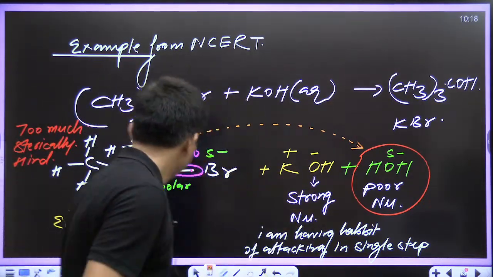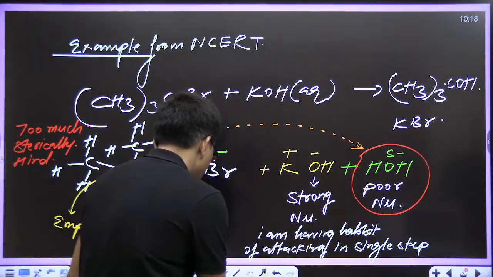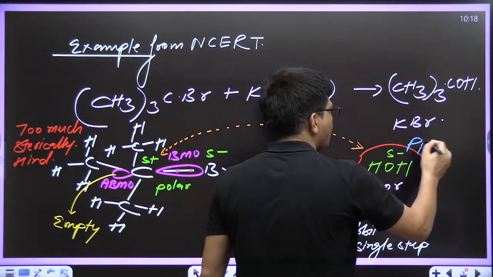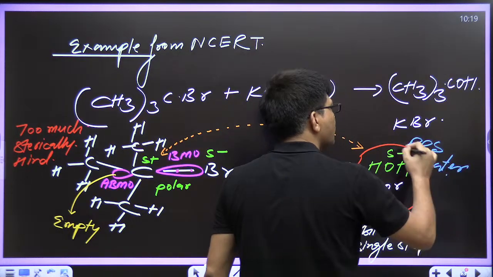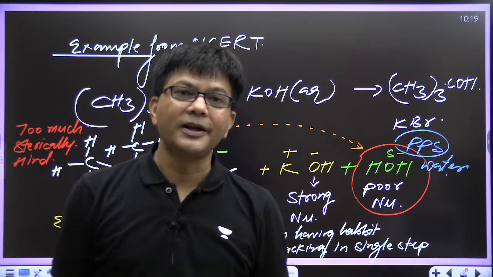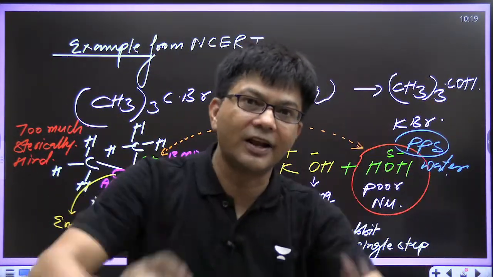Pepsi water means what? Why is he saying Pepsi? Pepsi is the cold drink? No, no, it's not the cold drink. Pepsi means polar protic solvent, water. Water is an example of a polar protic solvent, and whenever you are provided with a polar protic solvent, it always does the solvolysis of the cation as well as the anion.